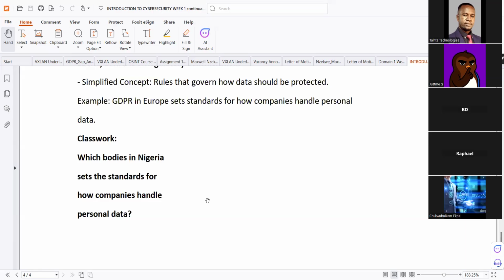So your assignment is, I need all of us to find the regulatory bodies in Nigeria. As I mentioned, GDPR is for Europe, HIPAA is America, but that is for hospital data protection. So which body in Nigeria is the body for data protection? I will now need it in the next class.